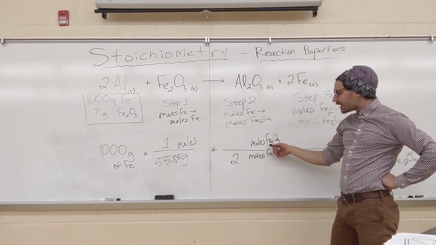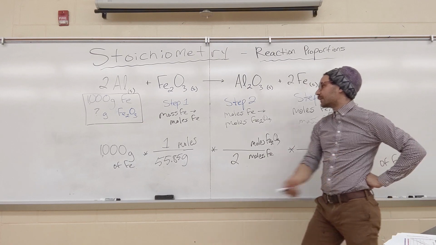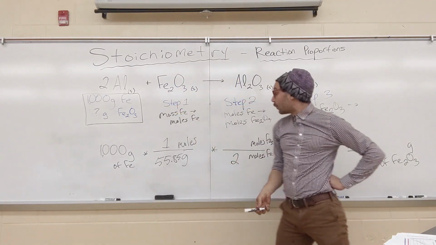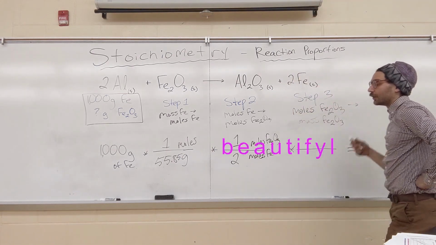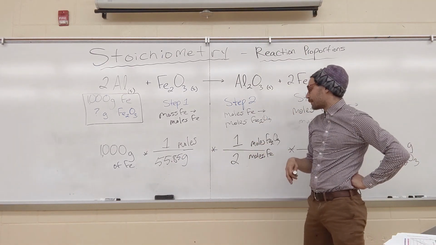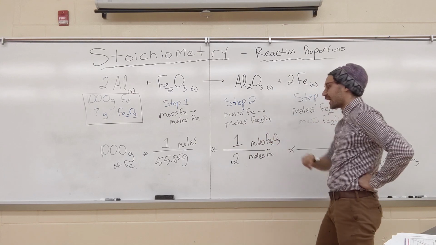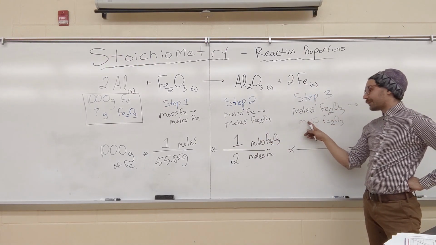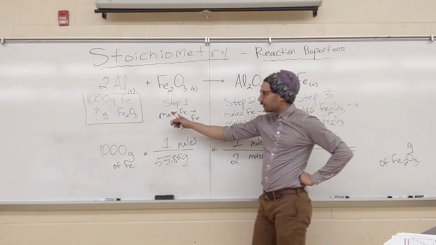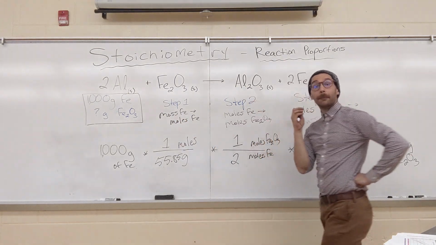And so what coefficient do I find with iron oxide? Well, there's no number there, so I assume it's a 1. A 1 when there is no coefficient shown. Beautiful. So this is what I will do for my second step to convert from moles of iron to moles of iron oxide. I can move on to my third step, and as I said, if I'm going between moles and mass, or mass and moles, I need the molar mass.